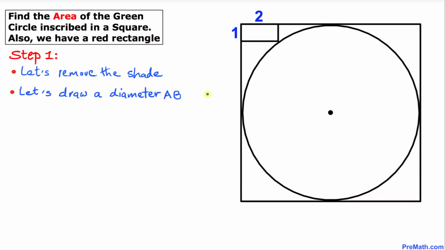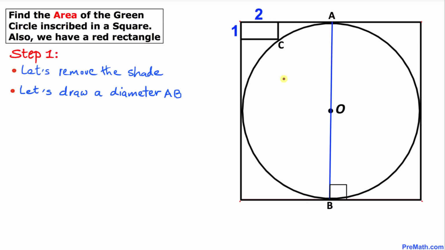And now we are going to draw a diameter that passes through this center. So I'm gonna draw this diameter right up here. This point is A and this point is B, and this is our diameter AB. And here's our much nicer looking diagram with AB as our diameter that passes through this center O.